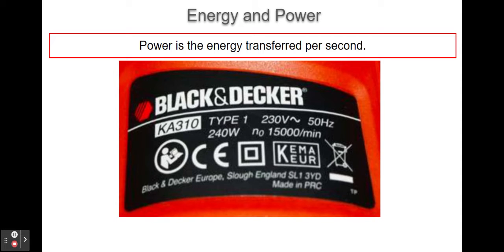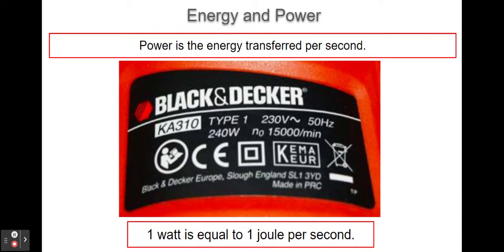So this here is the rating plate for a Black & Decker sander. And you can see on the rating plate it lists its power rating as 240 watts. That means that it will take 240 joules of electrical energy and turn it into 240 joules of kinetic energy and a bit of sound every second. 1 watt is equal to 1 joule per second.